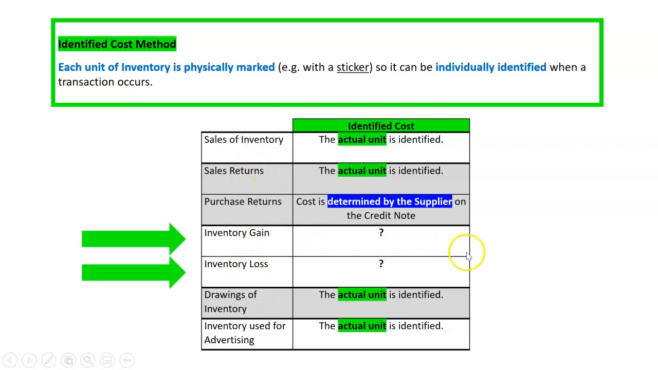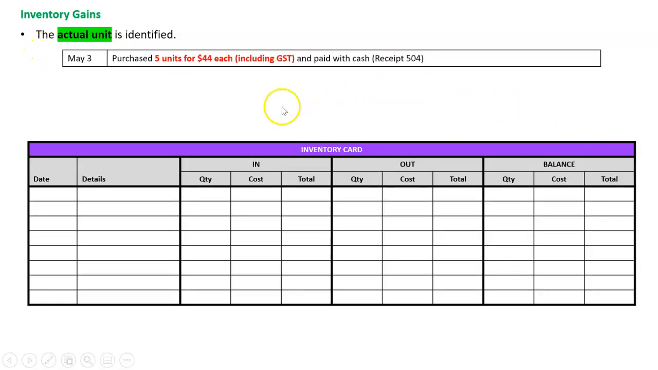And we're finally up to these last two. What do we do when there's an inventory gain or an inventory loss? So let's take an example. Inventory gains. The rule is we are going to identify the actual unit that's gained. So let's take an inventory card all the way to the end.